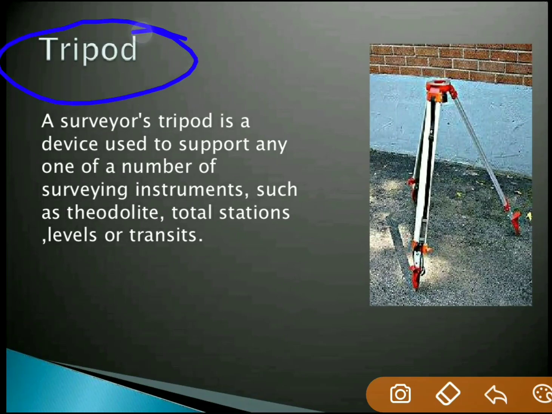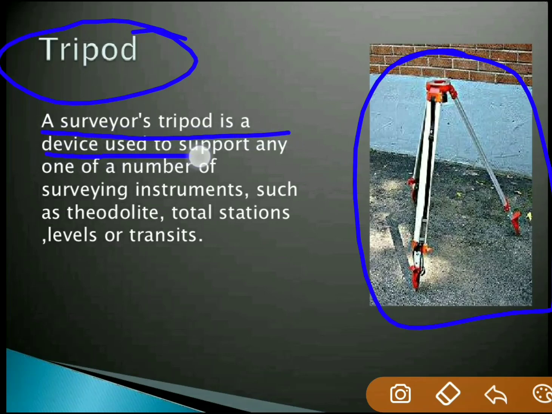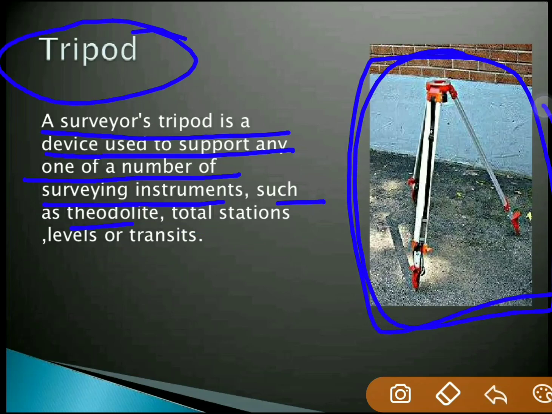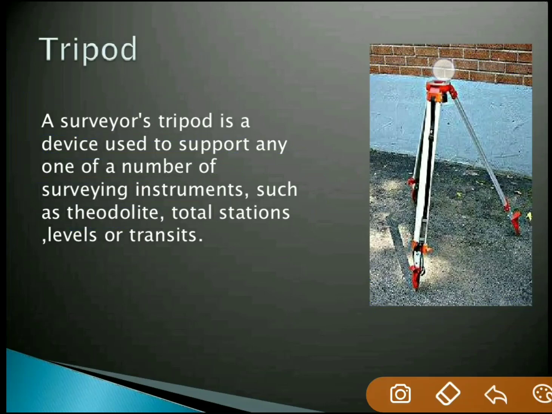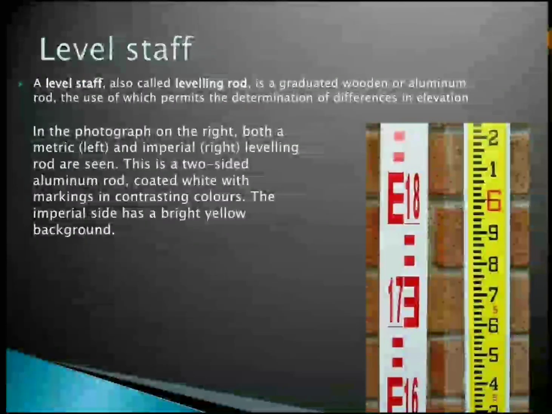So here the first one is the tripod. Look here, this is the tripod or tripod stand, right? A survey tripod is a device used to support any one of a number of surveying instruments such as theodolite, total station, levels, or transits, right? So why are we using this tripod stand? Simple. See here, we fix our instrument above the tripod, right? That's why we are using tripod or tripod stand, right?